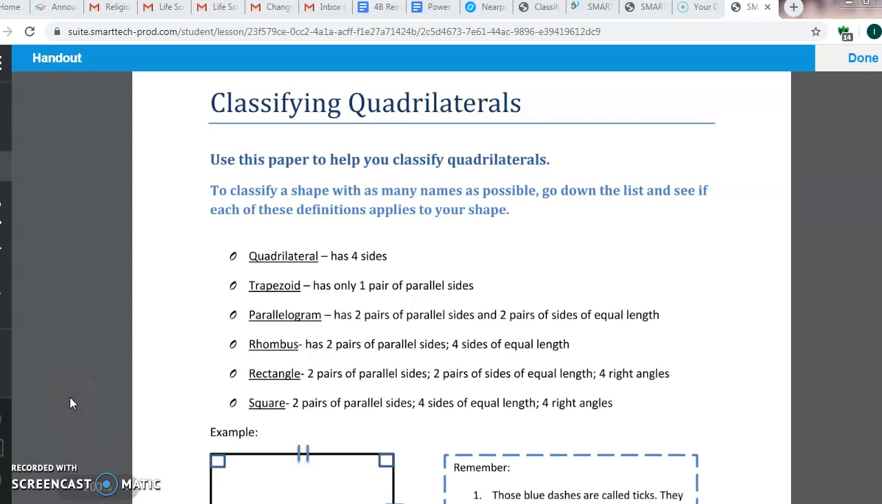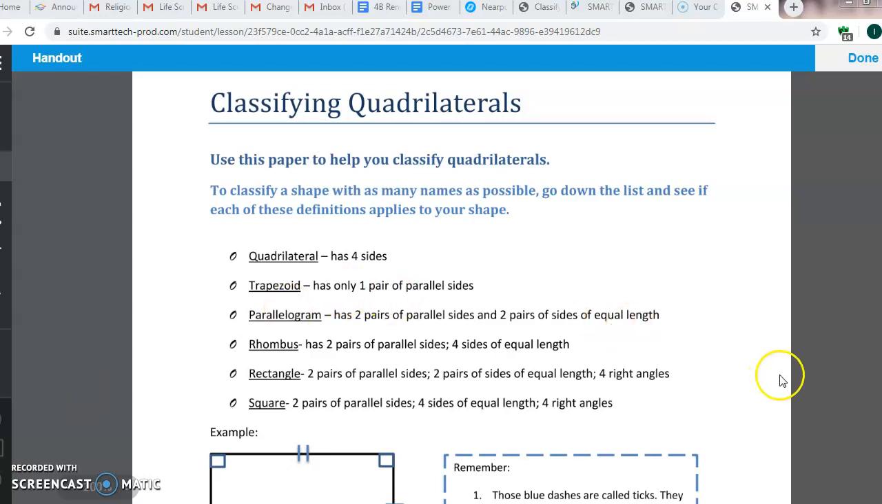Hi, fourth grade. Today we're reviewing the lesson that we had last week on classifying quadrilaterals. So this document is going to be available for you on your lesson plan so that you can print it in case you want to use it to help you with your practice book page today.